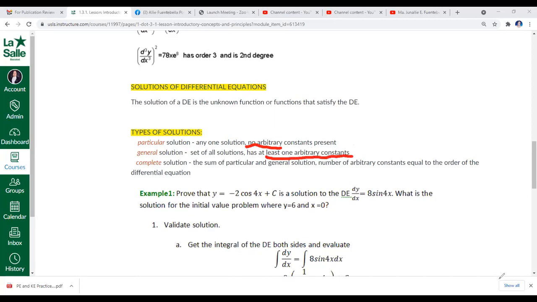What about the complete? So from the term itself, complete solution, this represents already the sum of the particular and the general solution. So if I take the sum of the particular solution and general solution of a differential equation, that would be its complete solution. But there is one thing worth noting here about the complete solution, and this is really what you're going to remember, and I'd like to emphasize this.